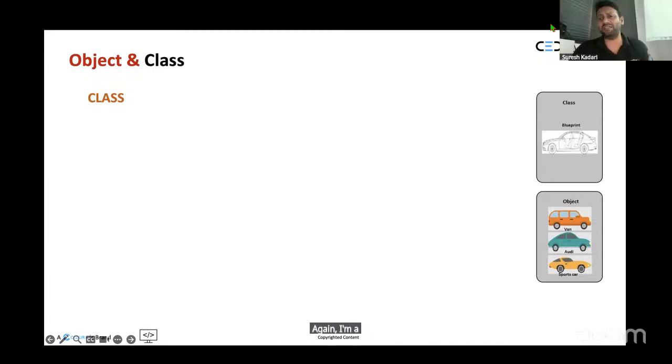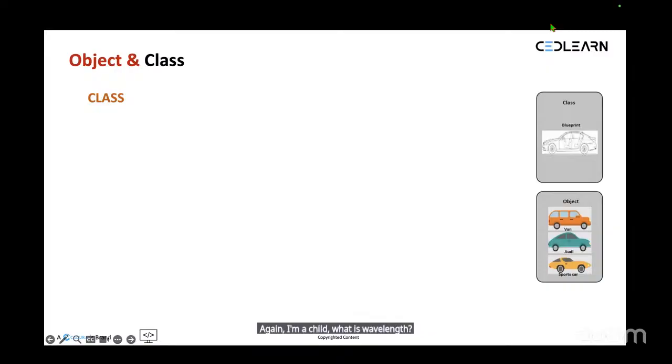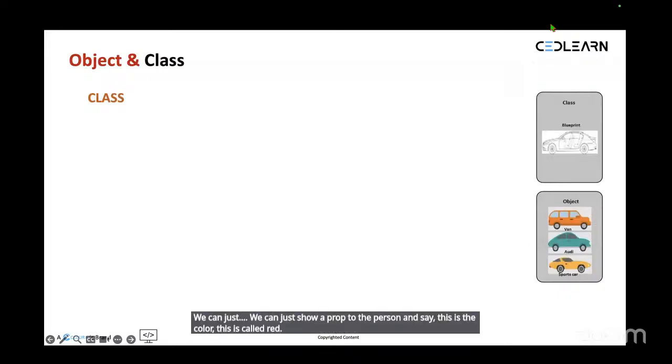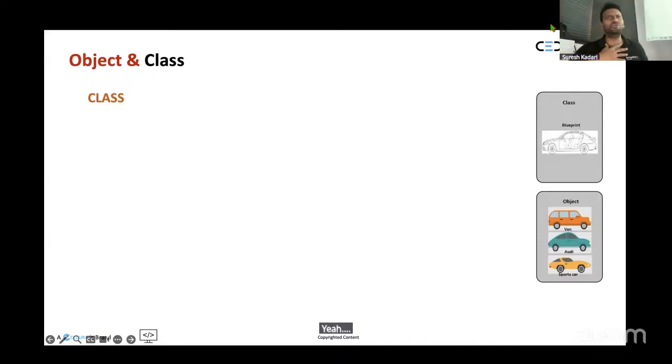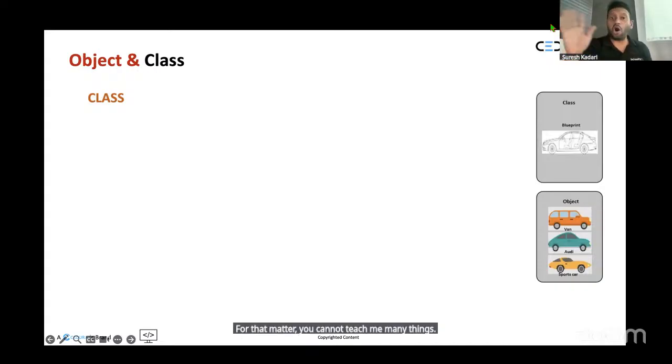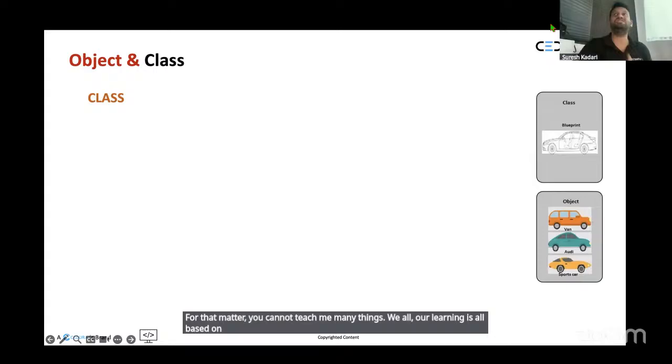Again, I'm a child. What is wavelength? We don't know. Everyone can just see. We can just show a prop to the person and say this is the color, this is called red. That is a simple way, I guess. So you cannot teach me what is red. For that matter, you cannot teach me many things. Our learning is all based on concepts.